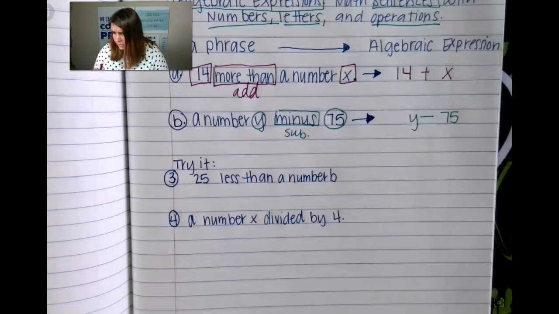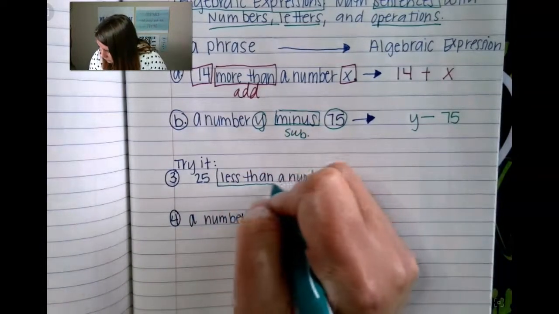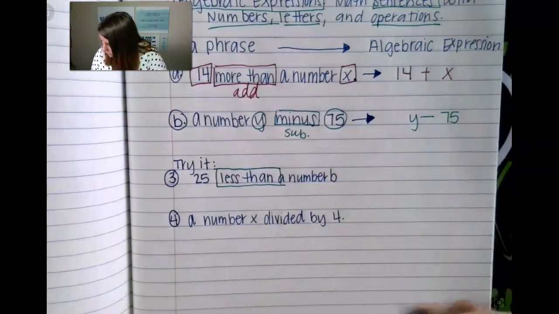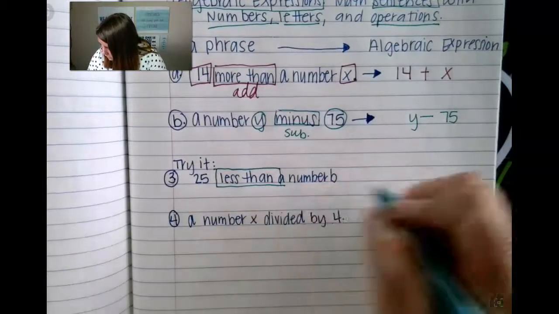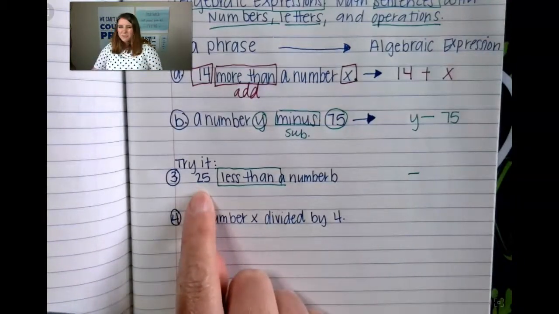25 less than a number B. Less than sounds like subtraction. So I think I have to subtract. So I'm going to pull a subtraction sign over here. Okay, 25 less than it though. Well, why would it be over here if it was less than it?